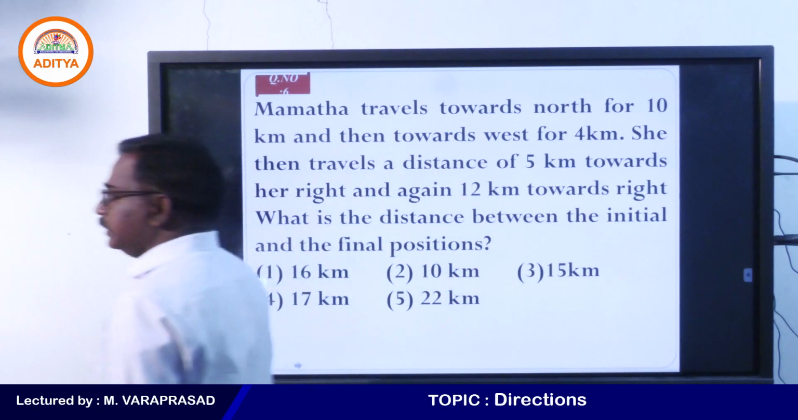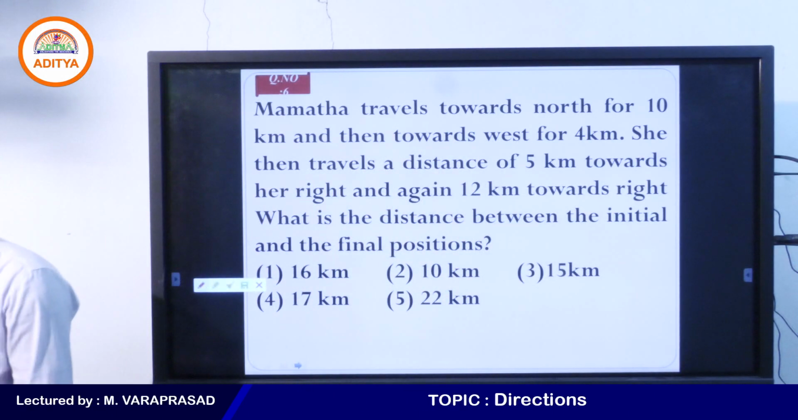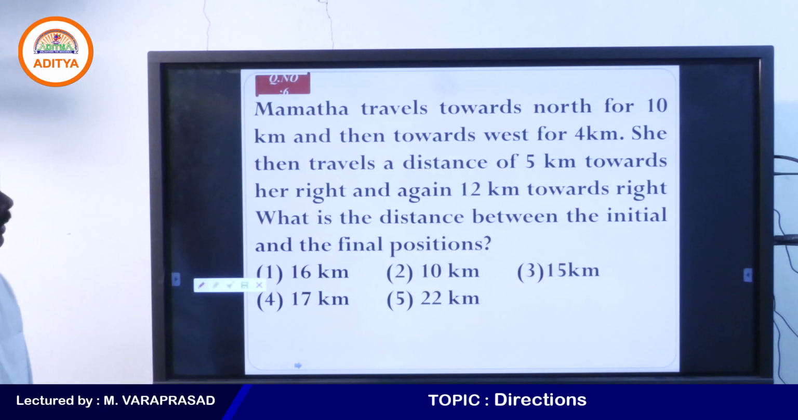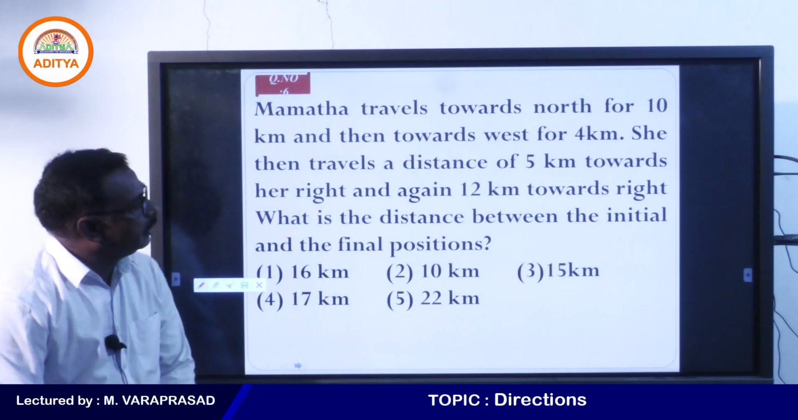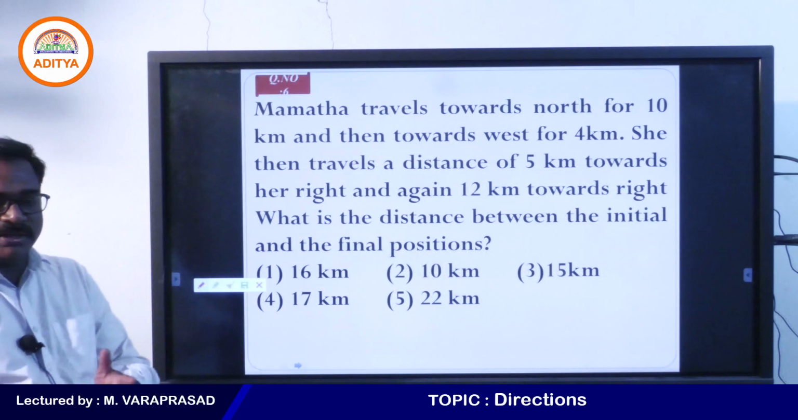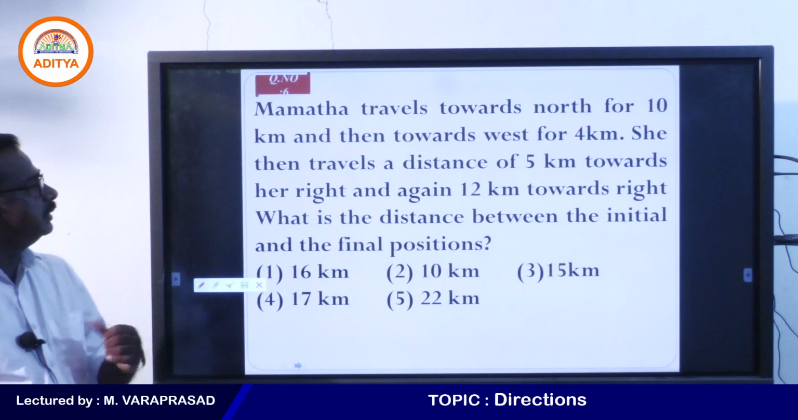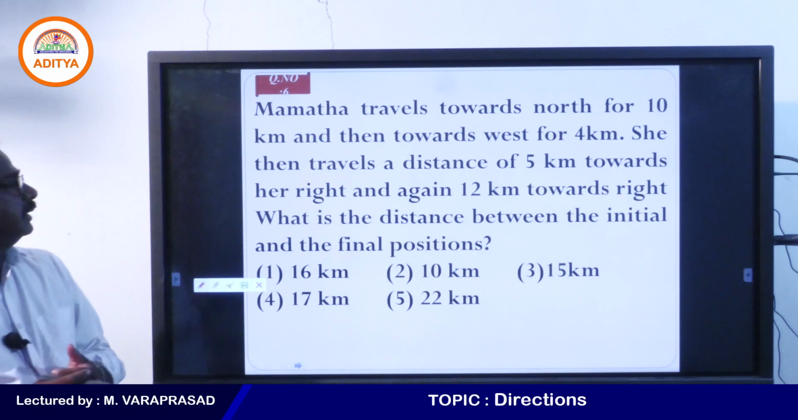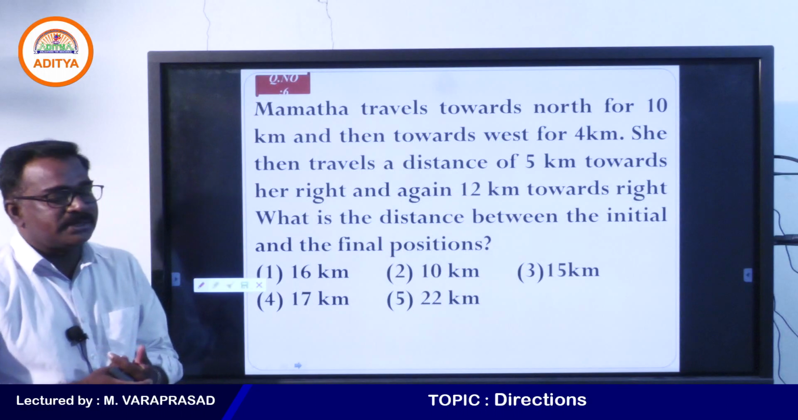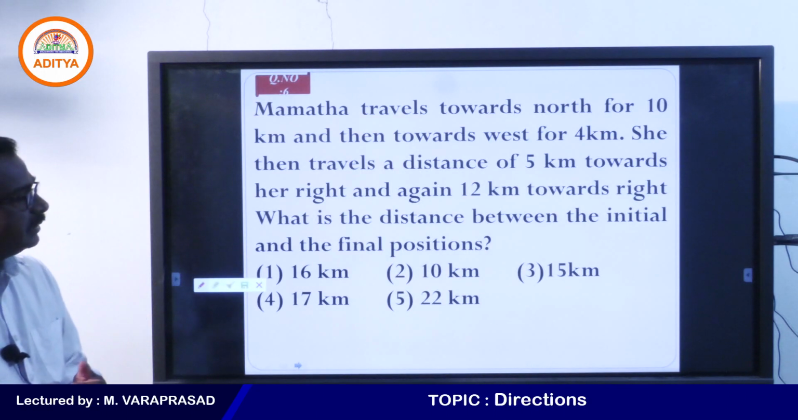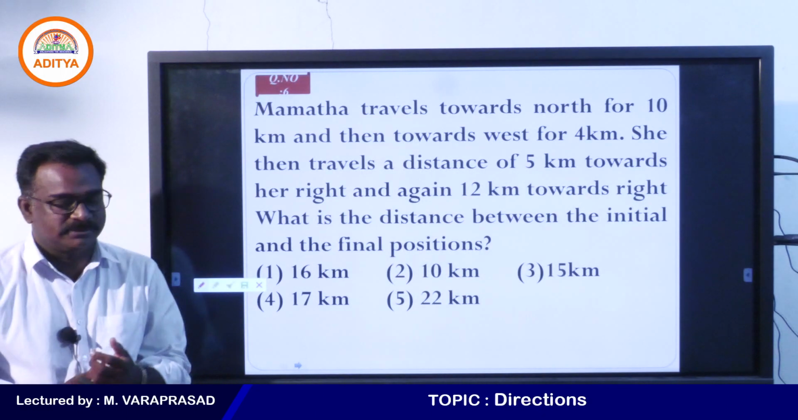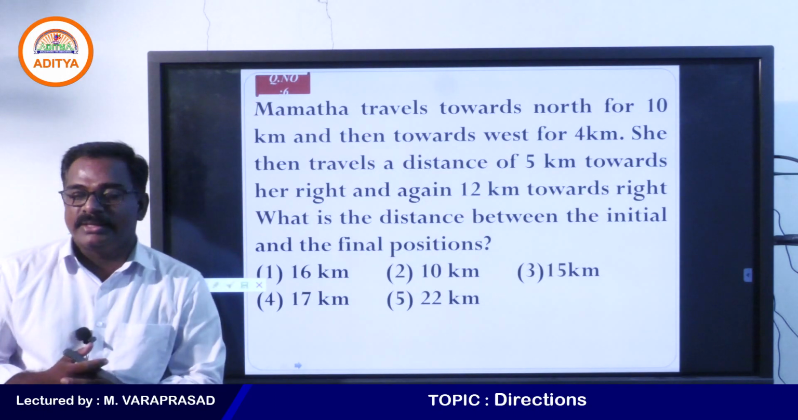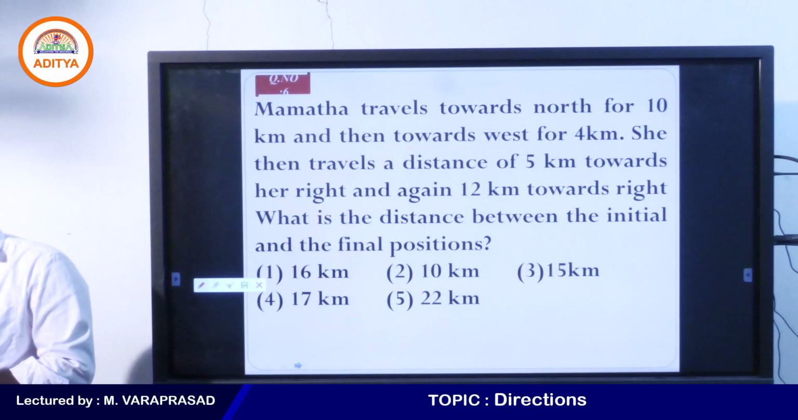Let me know the answer. Mamata travelled towards north, the first direction given, 10 kilometers, and then towards west for 4 kilometers. She traveled a distance of 5 kilometers towards her right and again 12 kilometers towards her right. So what is the distance between the initial and final positions? Let me know what you will get here.